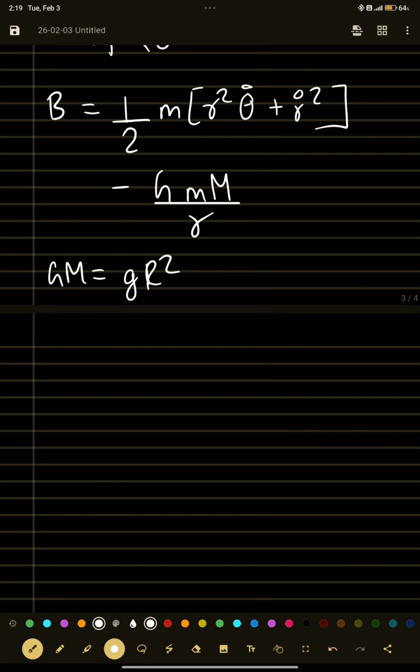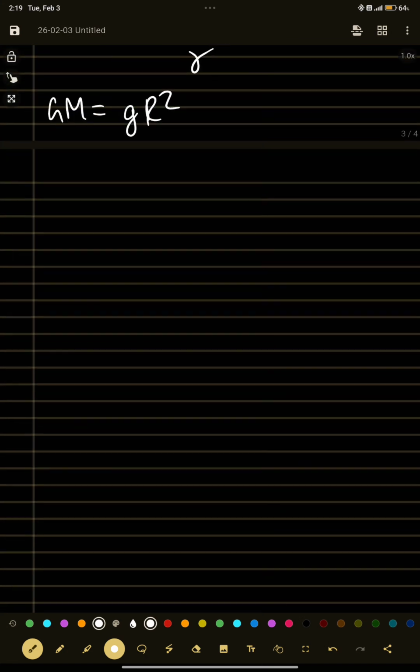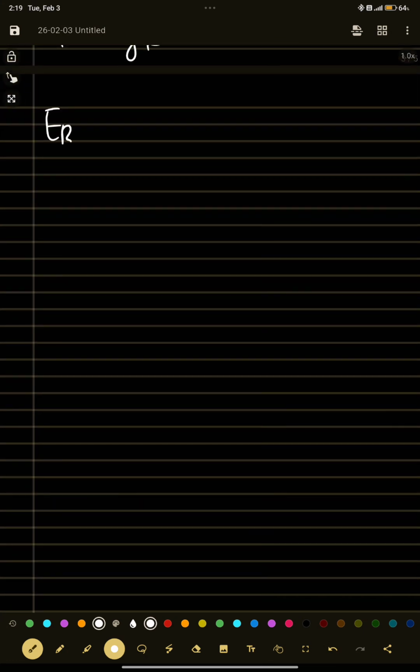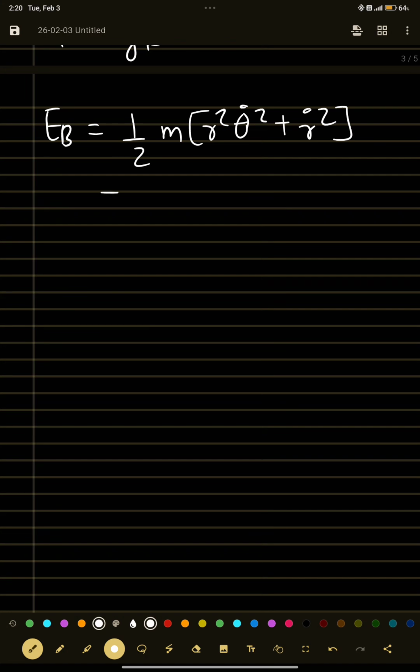Okay, so you can further write the total mechanical energy at B as half m (r square theta dot square plus r dot square) minus m g r square by r. This is the total mechanical energy.